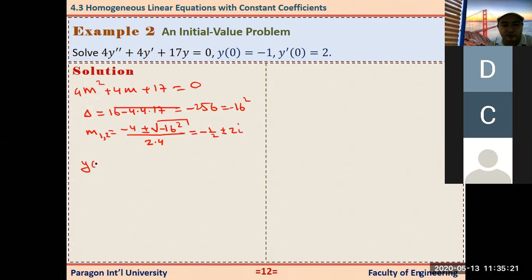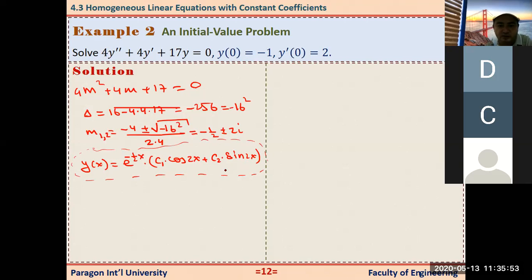This y of x will be equal to e to the power of the real part, negative half, so minus 1 over 2 x, times c1 times cosine of 2x plus c2 times sine of 2x, right? And that is the general solution. Now, using these initial conditions, we need to identify c sub 1 and c sub 2.